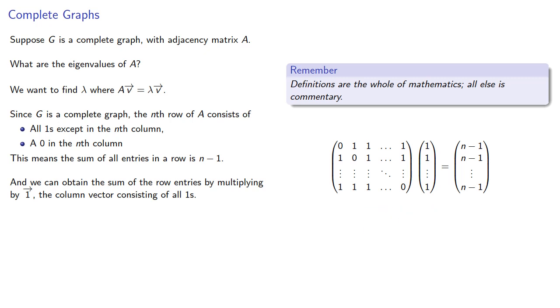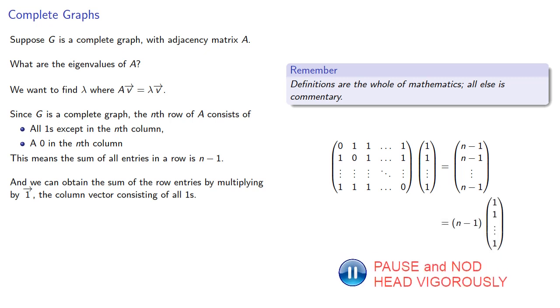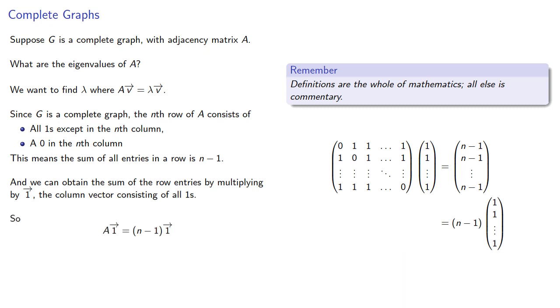And that's really just a scalar multiple of the column vector consisting of 1s. And so A, acting on 1, gives us n minus 1 times 1. Consequently, lambda equals n minus 1 is an eigenvalue.